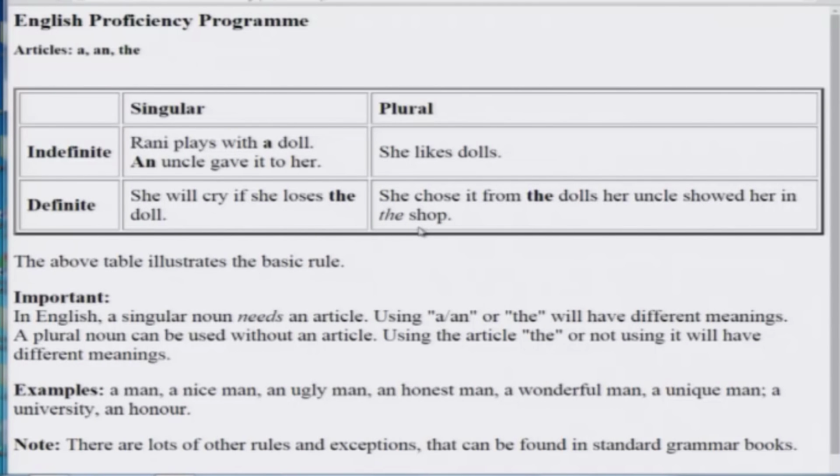Sentence के मतलब से समझ में आ रहा है कि उस दुकान की बात हो रही है जिस दुकान से खरीदा गया था. ठीक है. So sometimes the noun coming here is identified from the context. So you can say in the shop. She chose it from the dolls her uncle showed her in the shop. In a shop also could have come here. Then that shop would not be identified. It would be just a shop.